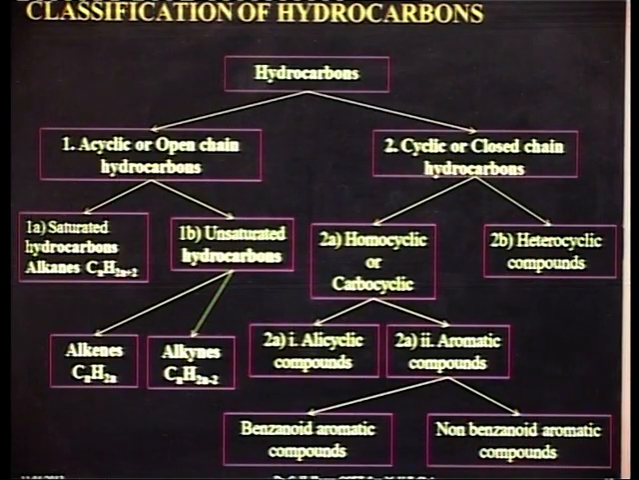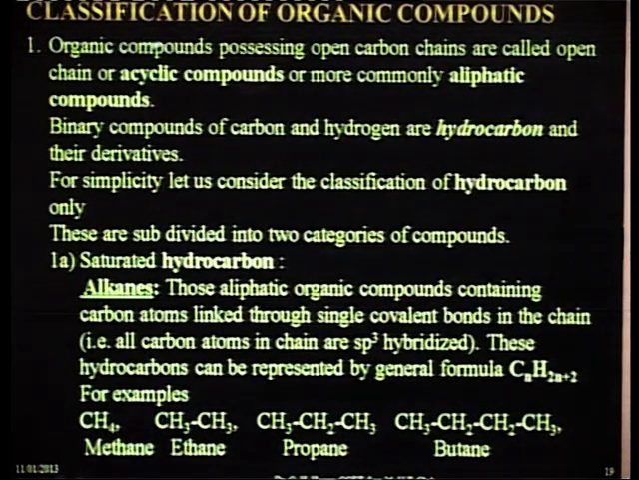Then the non-benzenoids. Next, we will go to the classification of organic compounds. As I told you, organic compounds possessing an open carbon chain are called open chain or acyclic compounds, or more commonly aliphatic organic compounds. Binary compounds of carbon and hydrogen are called hydrocarbons, and their derivatives, all put together, are organic compounds, which we have defined earlier.